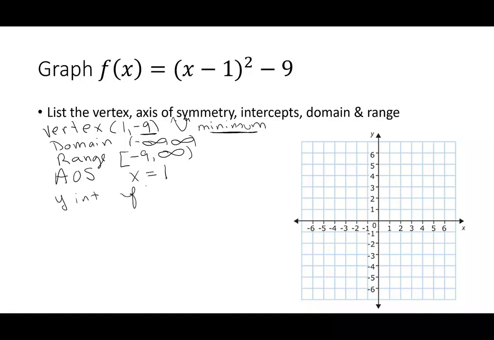The y-intercept comes from calculating f of 0. So I have 0 minus 1 squared minus 9. 0 minus 1 is negative 1. Negative 1 squared is 1. 1 minus 9 is negative 8. So I have a y-intercept at (0, negative 8).